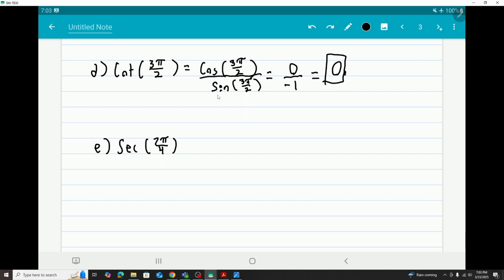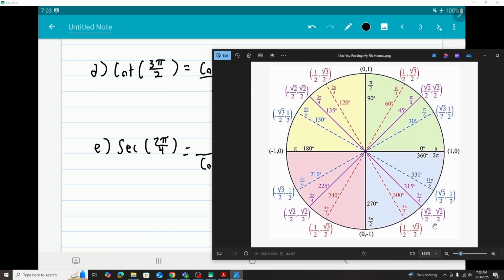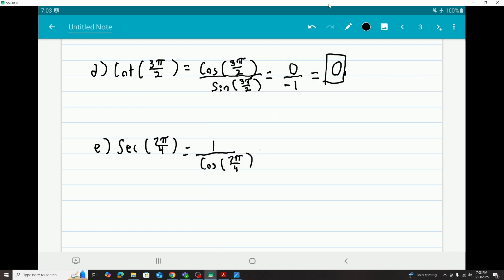One more. Secant of 7 pi over 4. Secant is 1 over cosine of 7 pi over 4. So now we go take a peek at 7 pi over 4. Here it is. Cosine is square root of 2 over 2. So this is 1 over the square root of 2 divided by 2, which is 1 times 2 divided by the square root of 2.